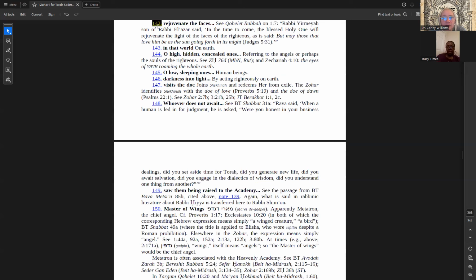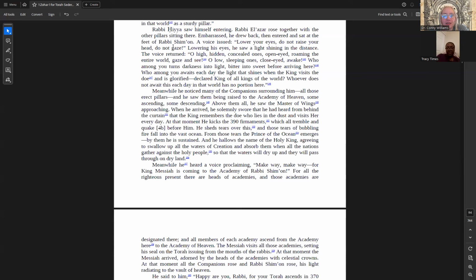Happy is one who enters here without shame. Happy is one who stands in that world as a sturdy pillar. 143. In that world, meaning this world, earth. Rabbi Chia saw himself entering. Rabbi Eliezer rose together with the other pillars sitting there. And by the way, the pillars is a reference to these great ones, right? Embarrassed, he drew back, then entered and sat at the feet of Rabbi Shimeon.